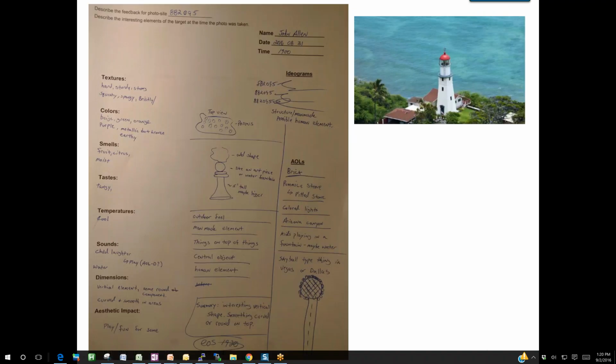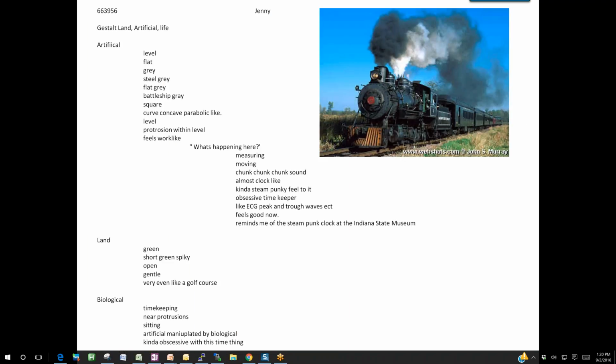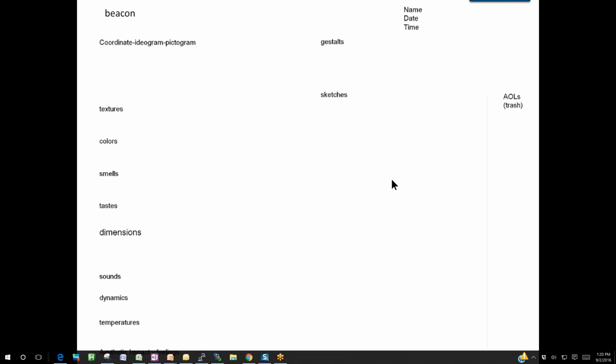Well, the sting. Now, you guys haven't been to Indiana, but the steampunk clock at the State Museum also makes a sound very much like that train would. Just amazing, the way the subconscious gave you that, and of course at just the right time. Yeah. Okay.